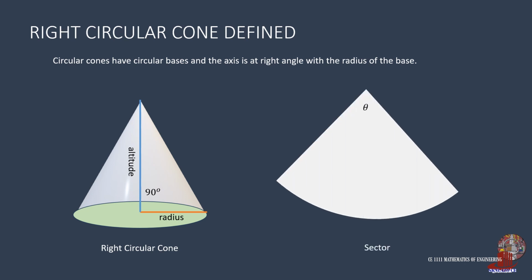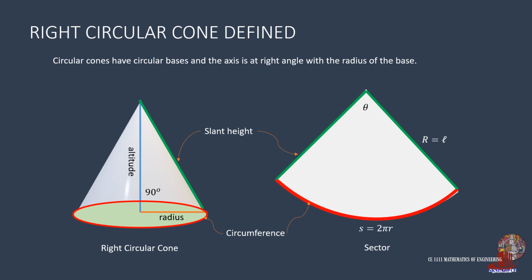If we cut open the cone, a sector is created. Let's correlate the two figures. The slant height of the cone is actually the radius of the sector. Moreover, the circumference of the circular base is the arc of the sector. So we can generate arc S as 2 pi r, where r is the radius of the base of the cone.